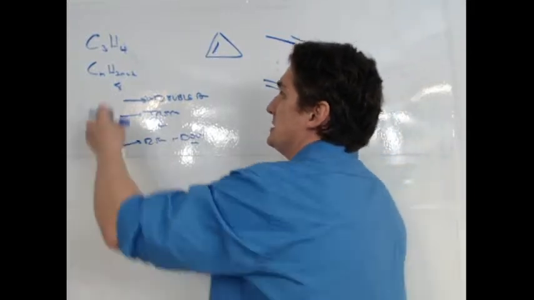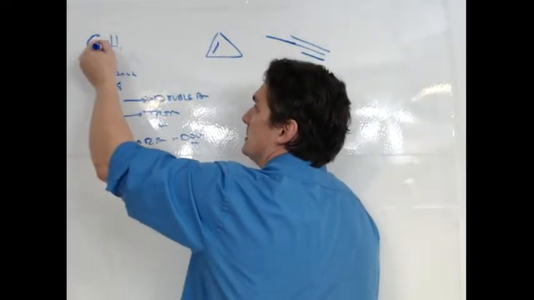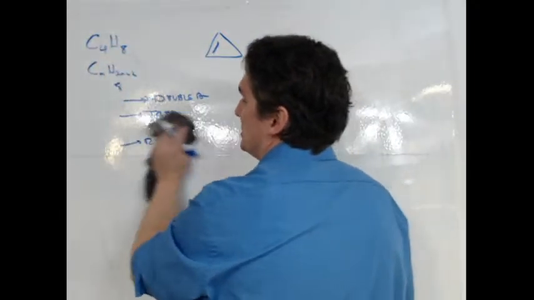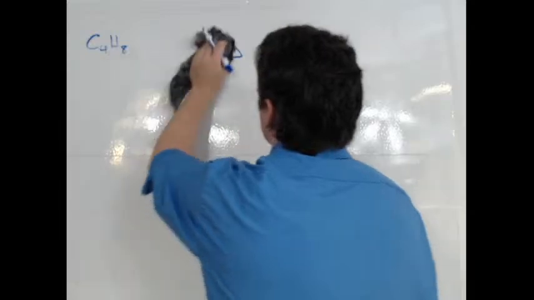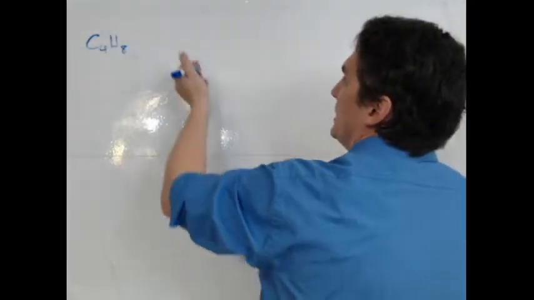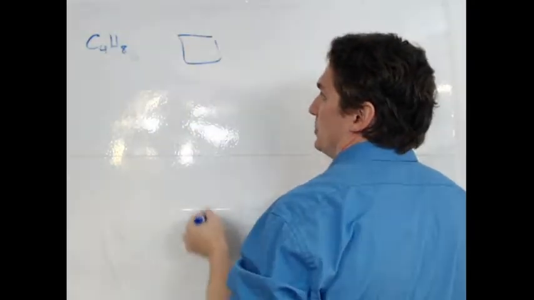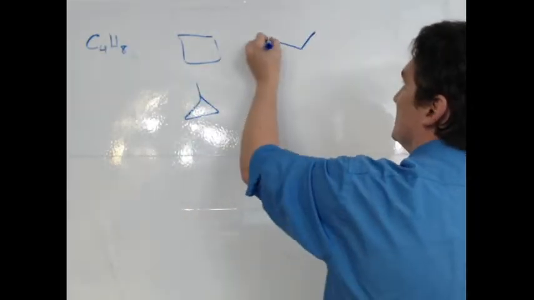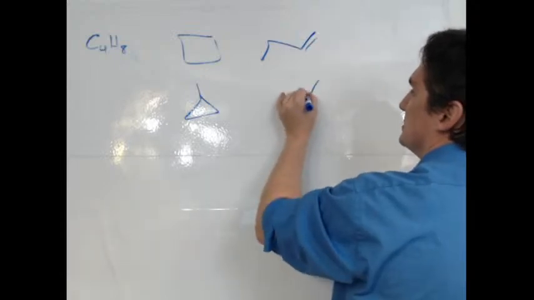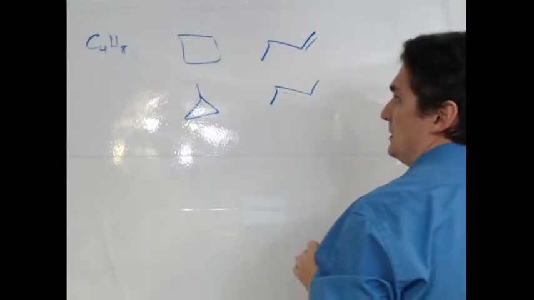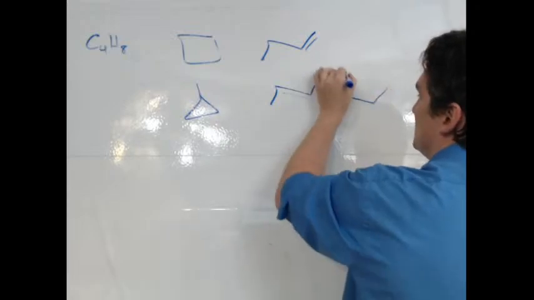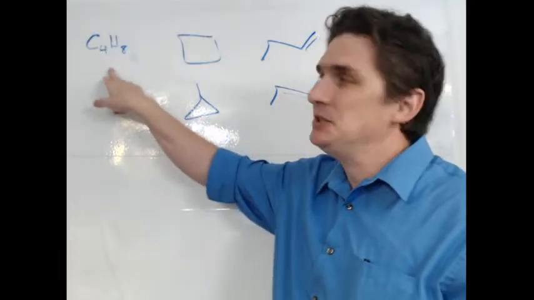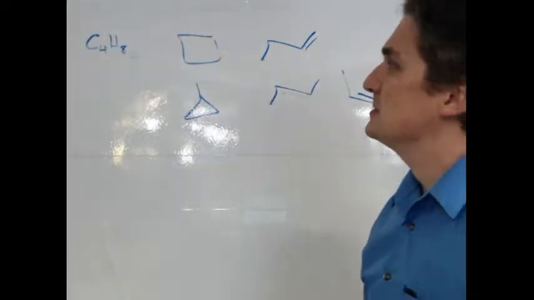Now when we go to something like C4, so something like C4H8, we have 1 degree of unsaturation, which can give us 1 ring or 1 double bond. Well, we can have a ring like that. We can have a ring like that. For a double bond, we can have a terminal double bond. We can have a central double bond, but for the central double bond, we've got two stereoisomers. We got the cis and the trans. So just by eliminating two hydrogens, now I've got 5 possibilities.